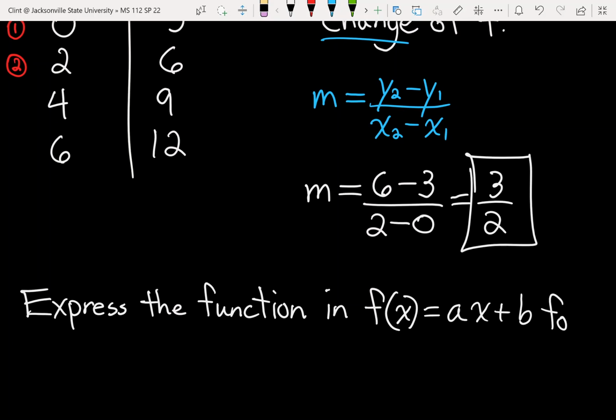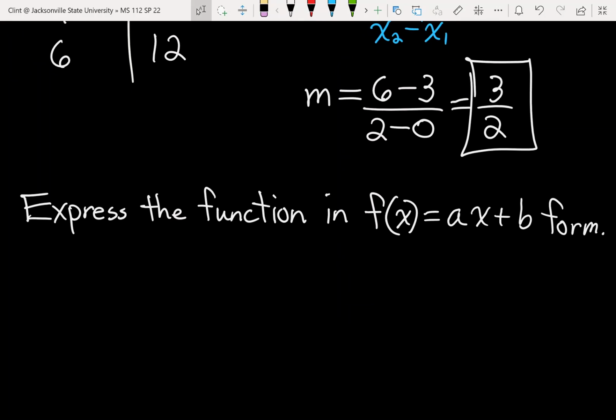And so we want to write our function in ax plus b form, or it's just like y equals mx plus b form. Okay. So one part we already have, we've got the rate of change. So this thing is A. The slope is just A. So that's that part. The other part we need is the y-intercept.